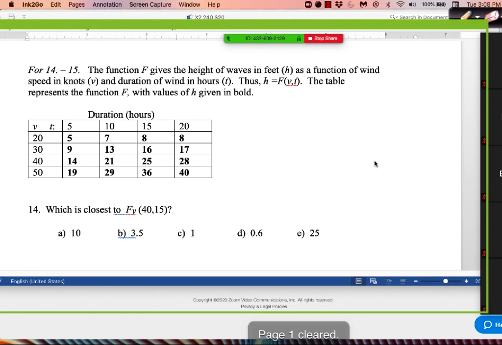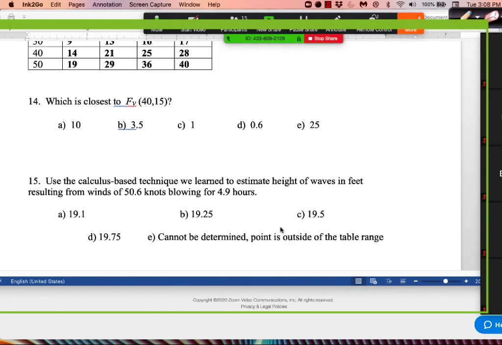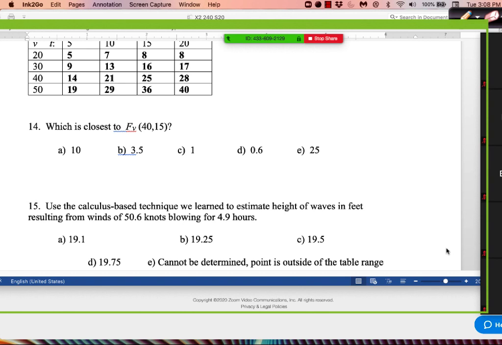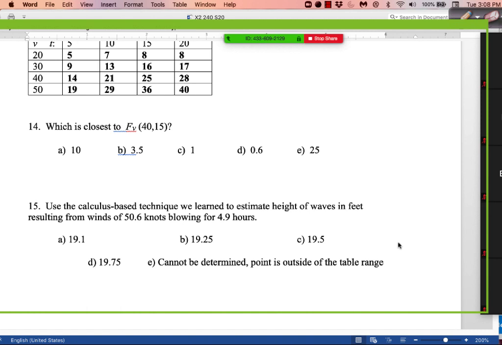Can't get to my... There we go. All right, so then using... wow, can't.